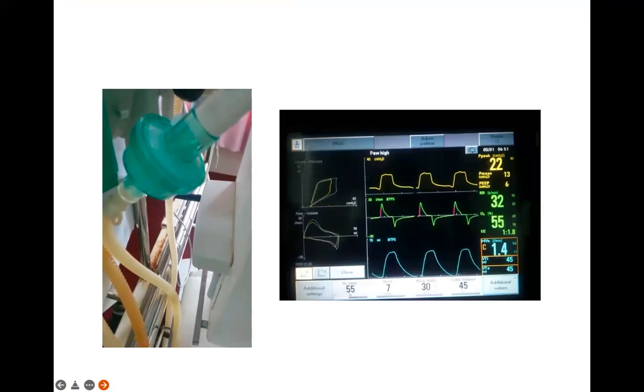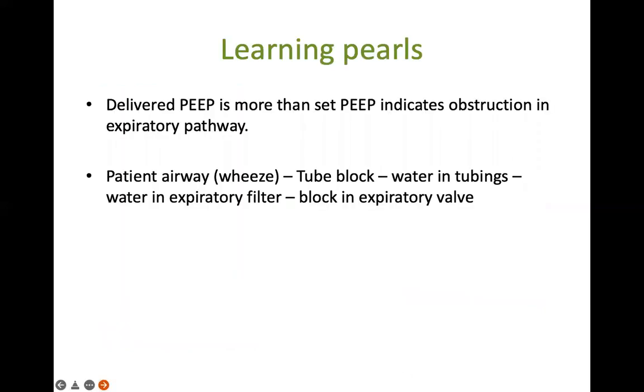So what did we learn from this particular setup? We learned from this particular thing that whenever the delivered PEEP is more than the set PEEP, always look throughout the expiratory pathway to see if there is any obstruction. That would include your patient may be having a wheeze, there may be a tube block, there may be water in the tubings, there may be water in the expiratory filter, and there may be a block in the expiratory valve.